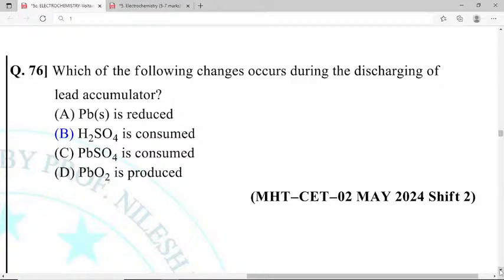Which of the following changes occur during discharging of lead accumulator? During discharging, H2SO4 is consumed.